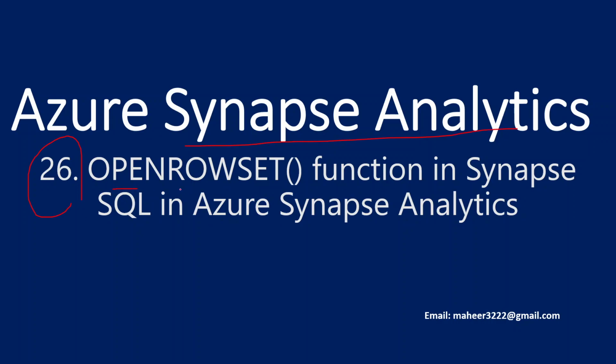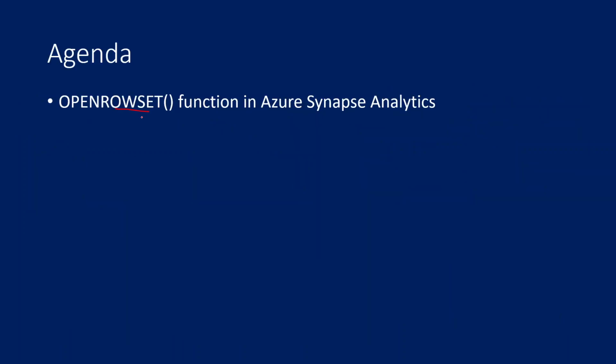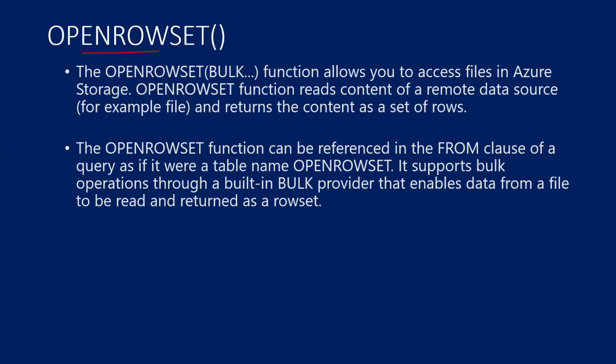In this video, we are going to discuss the OPENROWSET function in Synapse SQL. So what is this OPENROWSET function? This OPENROWSET function allows you to read the data from files which are available on your Azure storages. Indirectly, it takes the data from that file and returns that data to you as a set of rows.